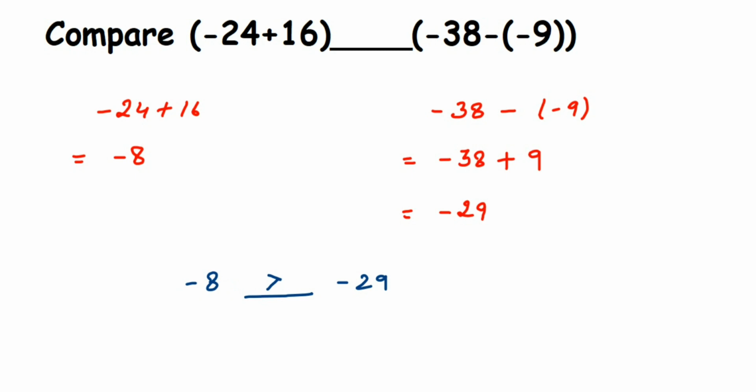Remember, with negative integers, the smaller the number, the greater it will be. If it was 8 and 29, both positive, then obviously 29 would be greater. But in case of comparing negative numbers, you have to look for the number which is smaller. 8 is smaller, right? So the negative number with the smaller value will be greater. So -8 is greater than -29.